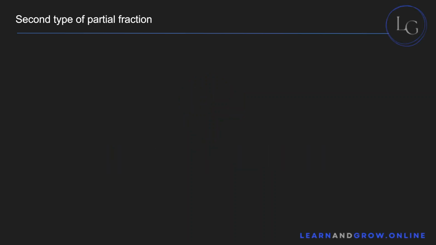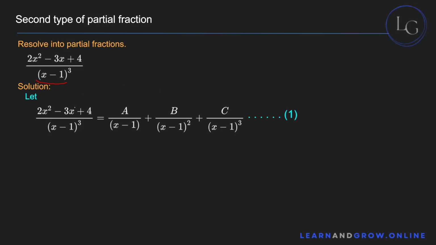Now let's discuss how to resolve the second type of partial fraction. So you have this single fraction and we have to resolve it into its partial fractions. Now, we haven't dealt with this denominator before. So how do we proceed with this? Well, the partial fractions for such a fraction will basically have denominators that are in increasing power of the original denominator.